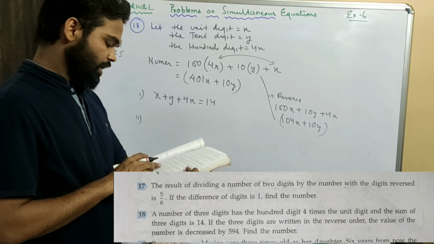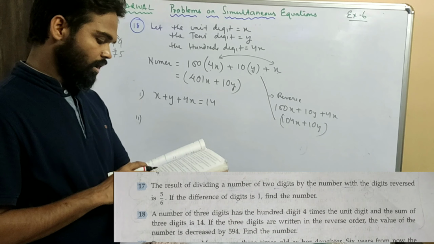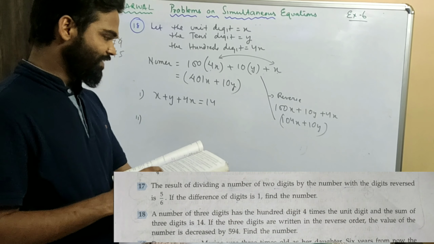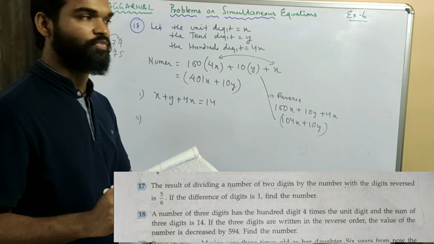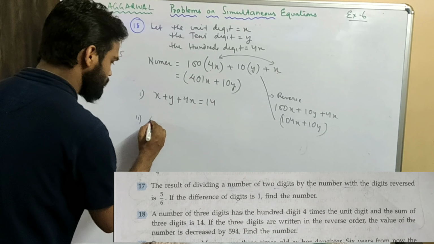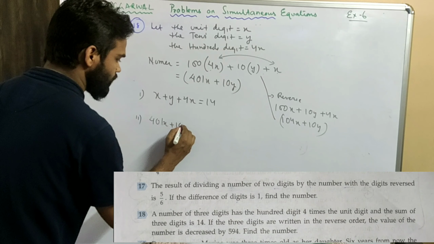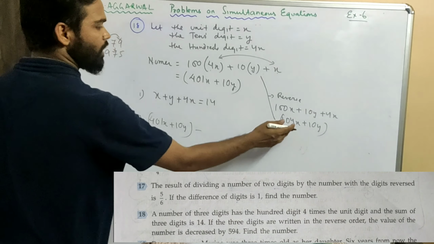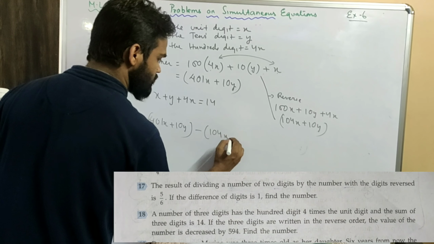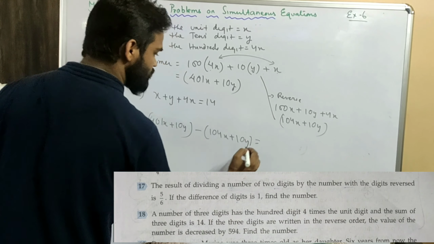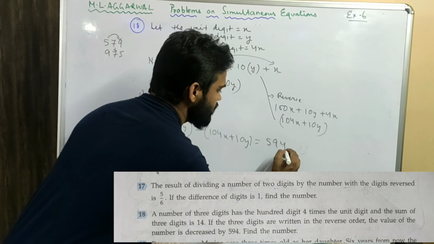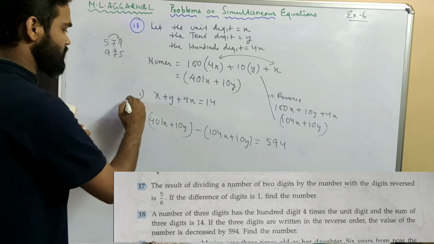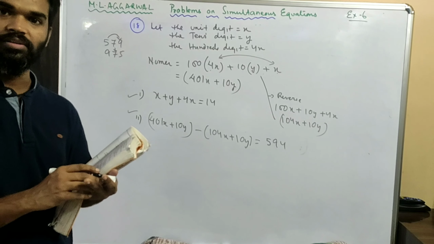Okay, if the 3 digits are written in the reverse order, the value of the number is decreased by 594, which means the original number minus the number with the reverse digit gives you how much? It is reduced by how much? 594. That is my second equation. You can easily solve this, okay?